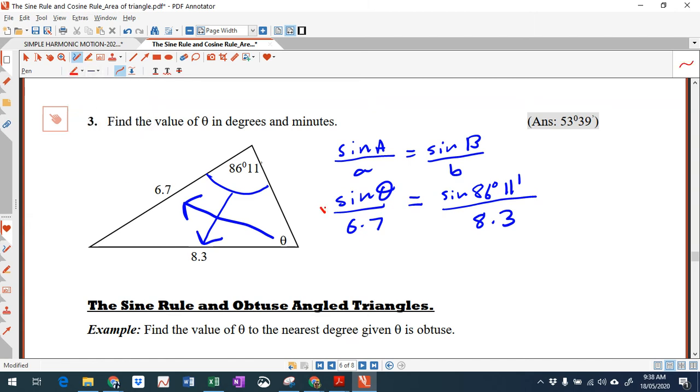Now to get theta by itself, the first thing I've got to do is get rid of this denominator over here. So multiply this by 6.7. That cancels, and we're left with sine theta equals, now put this whole expression into your calculator. So we've got sine 86 degrees 11 minutes, close brackets, over, using the fraction button, 8.3, times 6.7, equals.